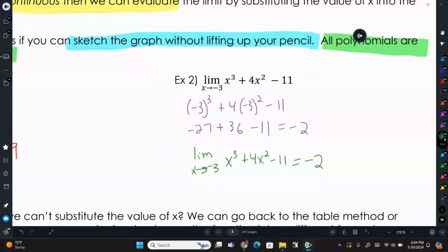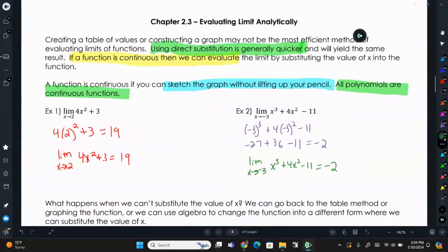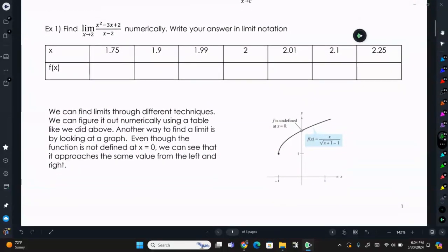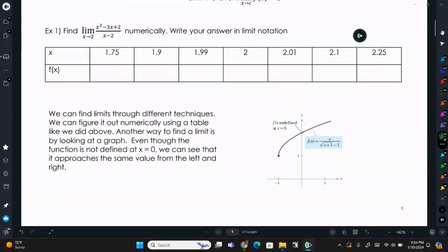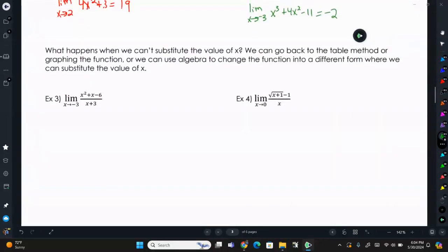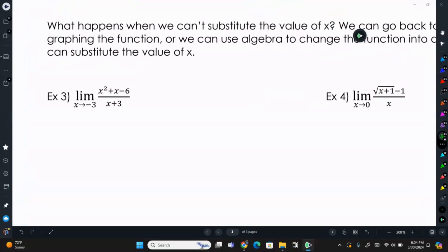So life is really easy when we can just directly substitute those values in. But as we saw with some of the problems yesterday, substitution may not have been the best solution or may not have worked at all. Like this one right here, we can't substitute in 2 in this example 1. So one of the techniques we can do is we can rewrite this as a different equivalent function where we can substitute in that value.